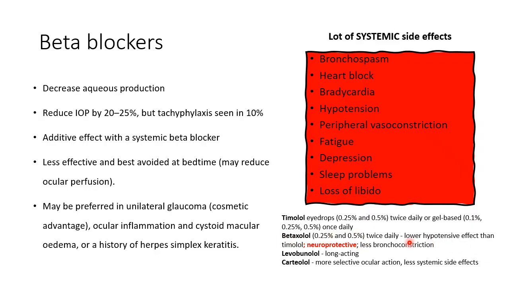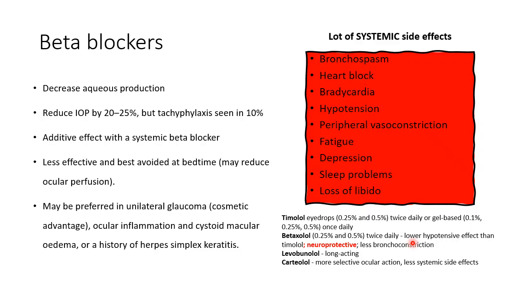That's the concentration. It has a lower hypotensive effect than timolol because betaxolol is relatively cardioselective, that is beta 1 selective, right? And the predominant receptors in the eye are beta 2, right? So it is less effective than timolol, but it is neuroprotective. Remember that there are a few neuroprotective anti-glaucoma medications. Betaxolol is one. And of course, it causes less bronchoconstriction since the beta 2 effect is not there. The beta 1 effect is there, which is more selective for the heart.